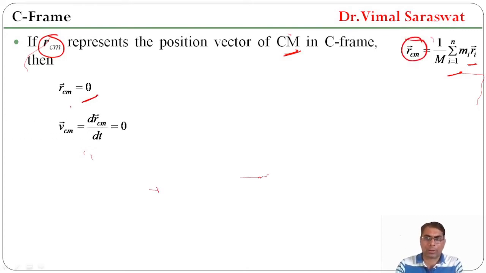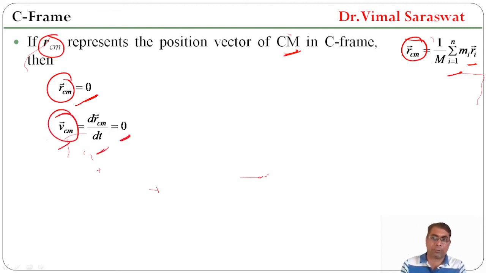Since R_CM equal to 0, the differential of this R_CM, that is V_CM equal to dR_CM upon dt, will be 0, and this V_CM is the velocity of center of mass. Since momentum P equal to mv, the momentum of center of mass P equal to M V_CM equal to 0 because V_CM is 0.